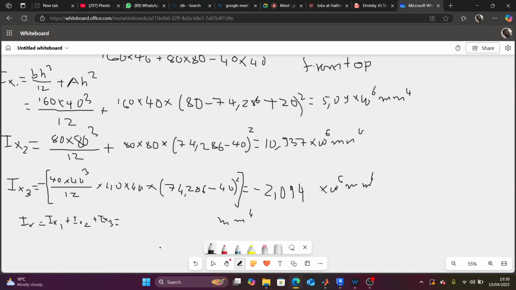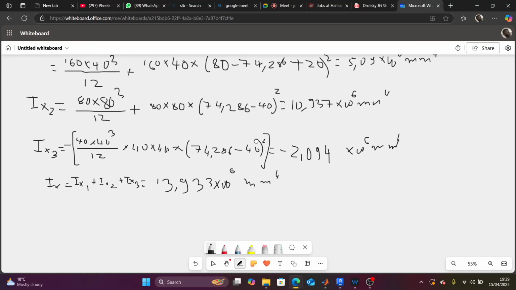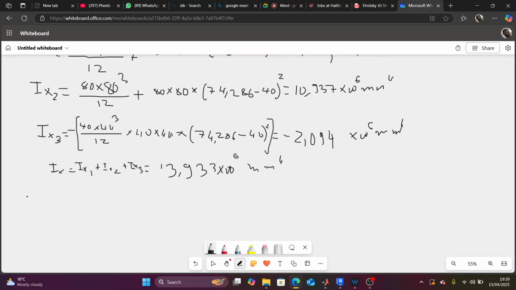Yeah, 13.933. Okay, that's the answer. So what does it mean? It means we have to double check our calculator. Yes, this is what they got. Okay, are we on the same page? But now, can we solve for EY?